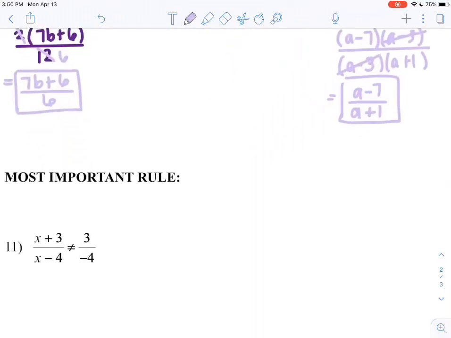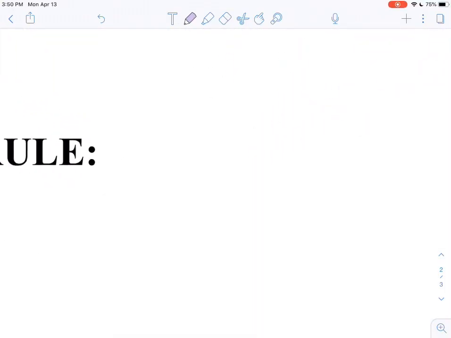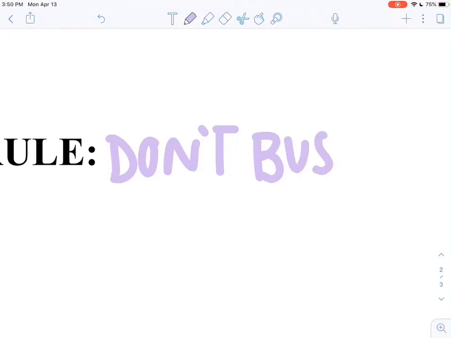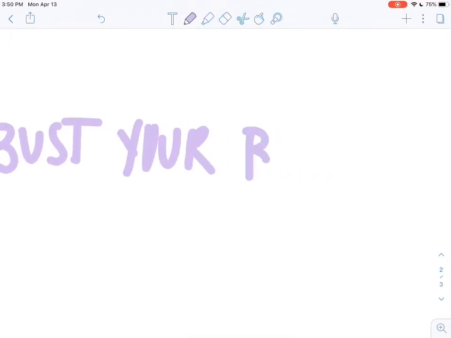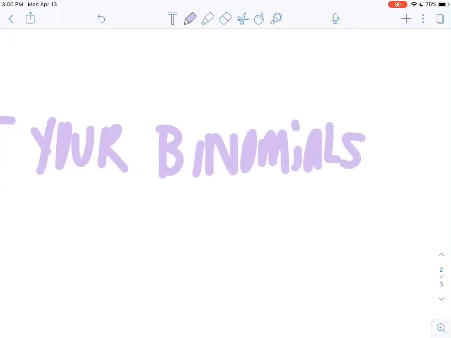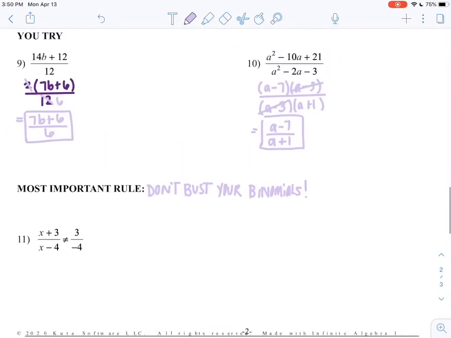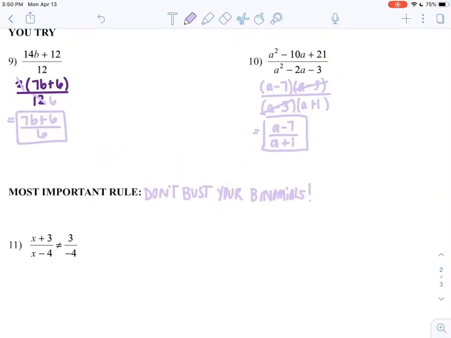So that leads us to our most important rule. And if you had me in actual school, you would hear me say this a lot. Don't bust your binomials. Okay, what that means is your binomials and your trinomials are a package deal.